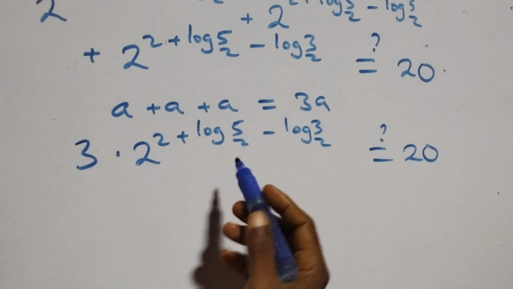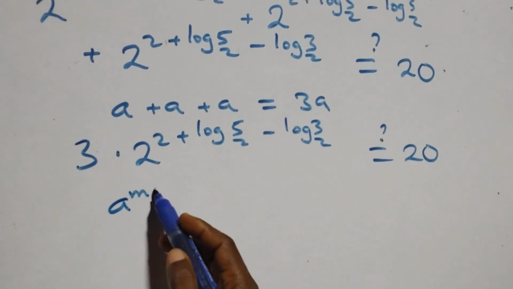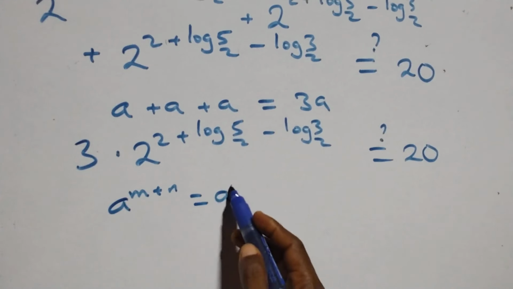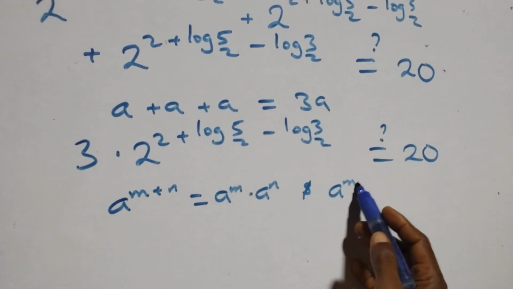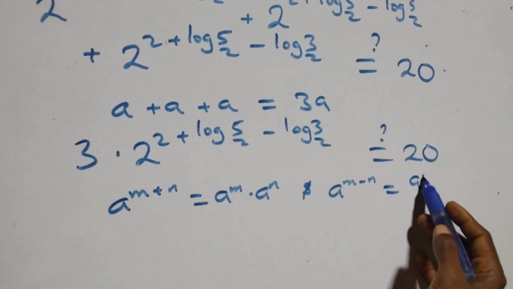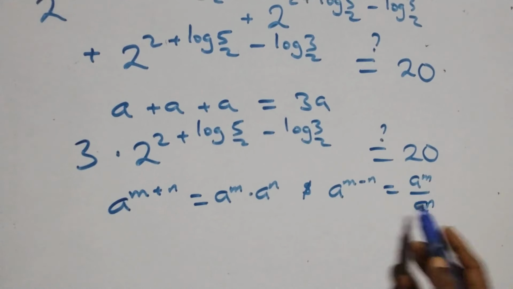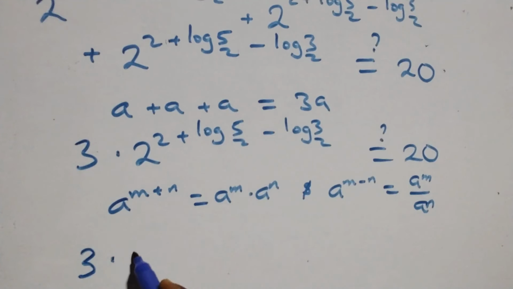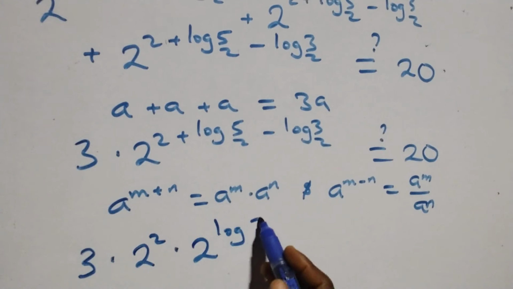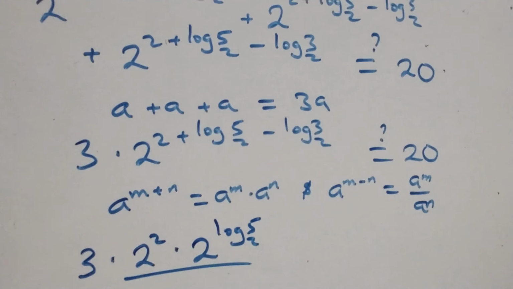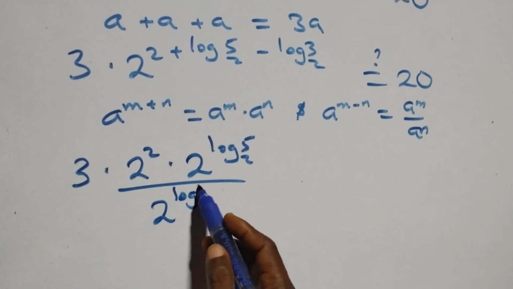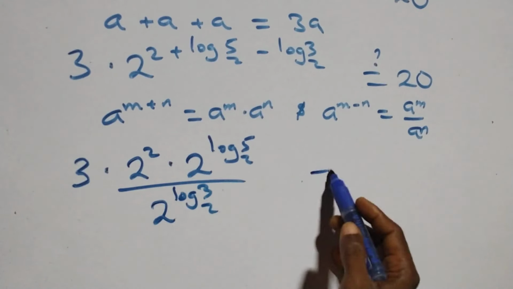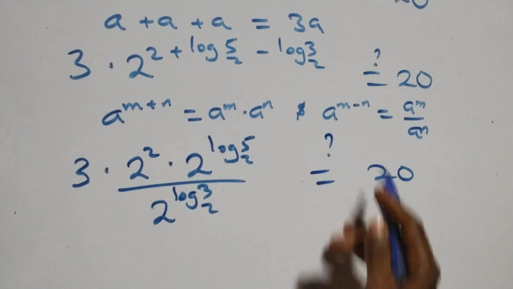Then here we apply a law of indices. When we have a raised to power m plus n, it is the same thing as a raised to power m times a raised to power n, and also a raised to power m minus n is the same thing as a raised to power m over a raised to power n. At this here we have 3 times 2 squared times 2 raised to power log 5 base 2 divided by 2 raised to power log 3 base 2 is equals to 20 on this side.